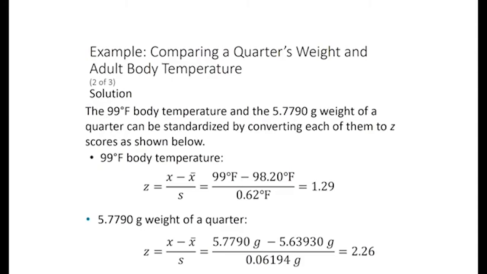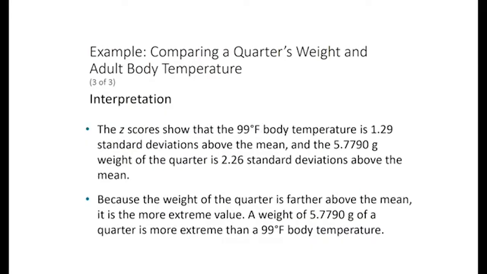If you find the z-score for the first one using the formula x minus x bar over s, just plug in the values, use a calculator, and it gives you 1.29. Doing the same for the second set of data, it is 2.26. Anything greater than 2 is significantly high, anything less than -2 is significantly low.